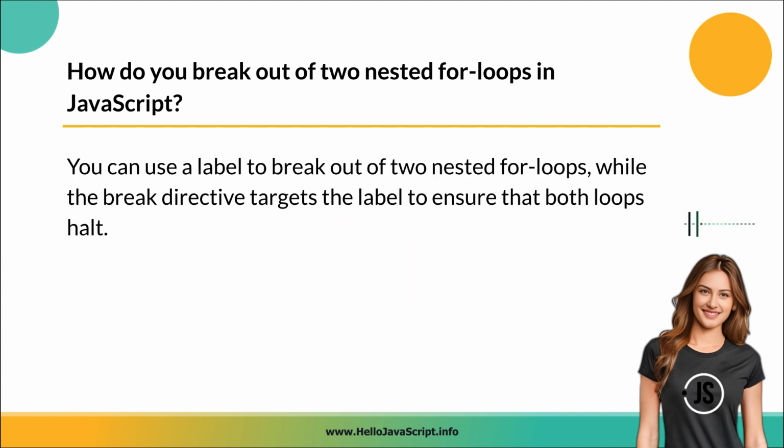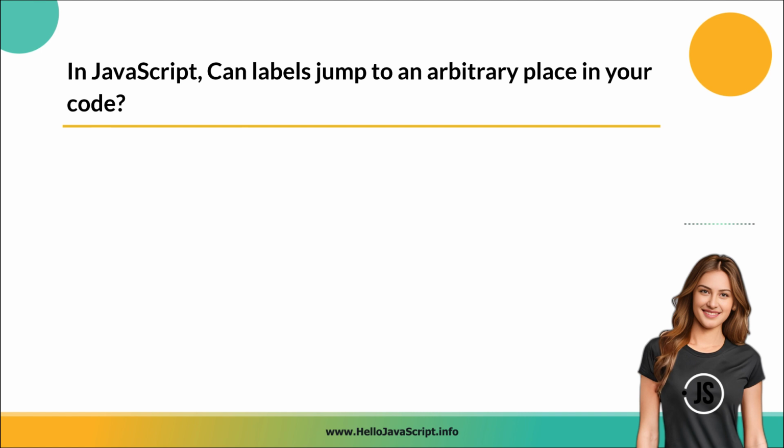The correct interview answer is: you can use a label to break out of two nested for loops, while the break directive targets the label to ensure that both loops halt. Let's move on to the next question. In JavaScript, can labels jump to an arbitrary place in your code?